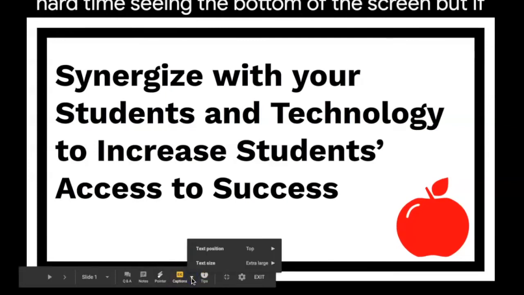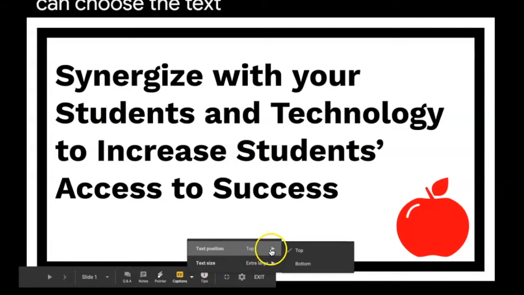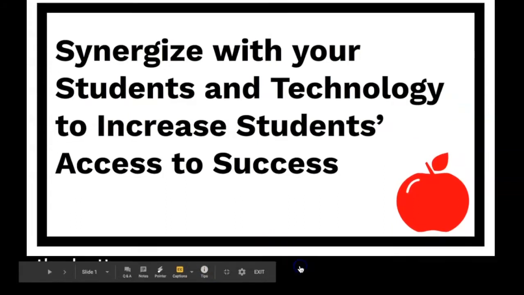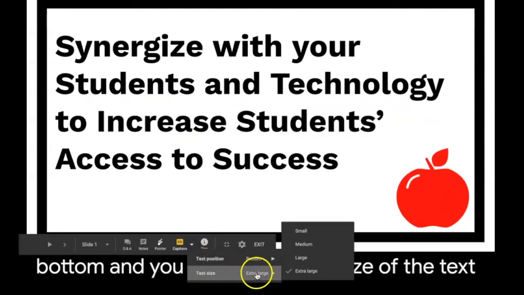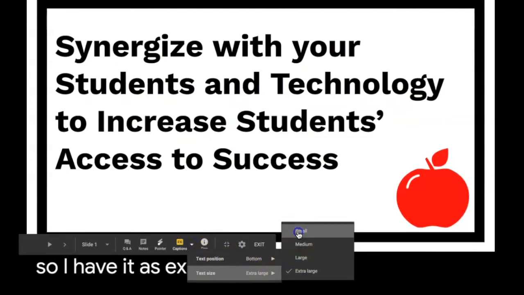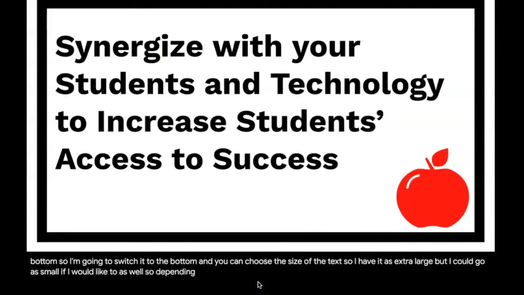But if you click this little down arrow down here, you can choose the text position as being the top or the bottom. So I'm going to switch it to the bottom. And you can choose the size of the text. So I have it as extra large, but I could go as small if I would like to as well. So depending on your situation, you might want to pick one or the other.